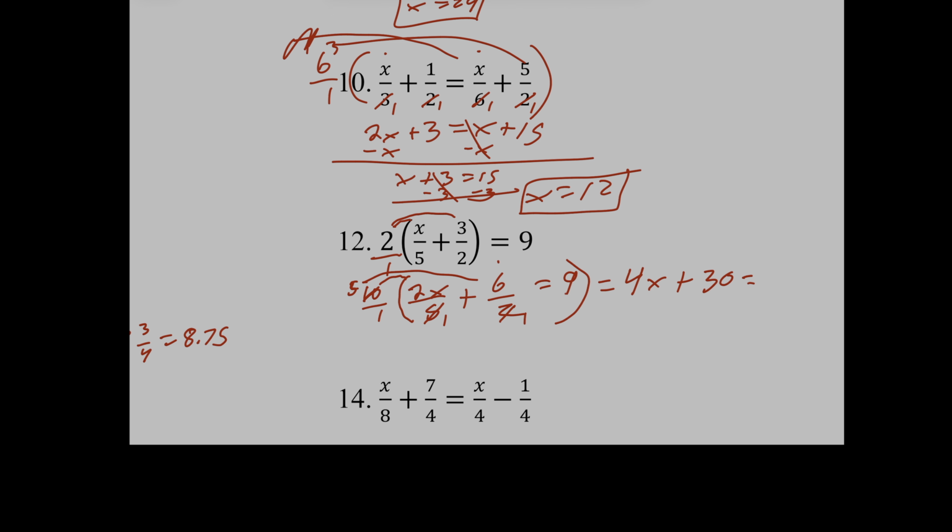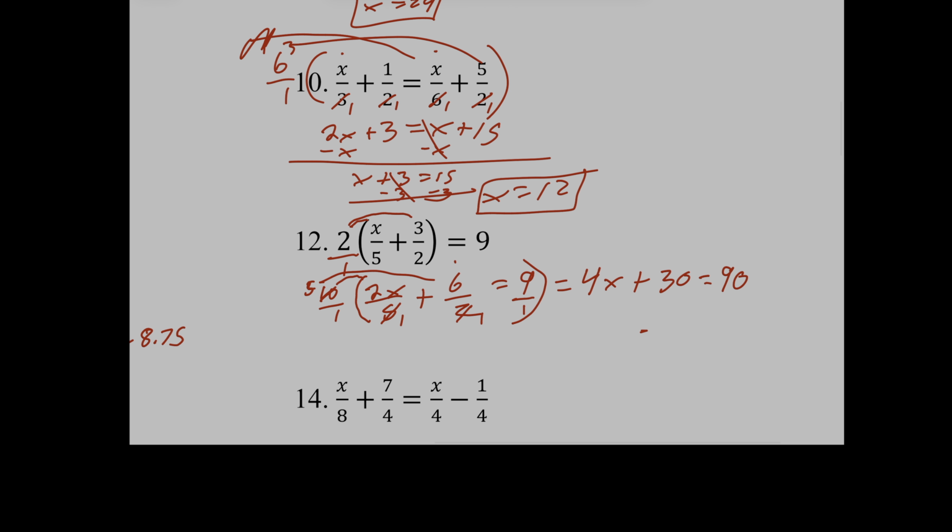equals, well, still got to do this. That's like a 1, right? I'm timesing by 10. Well, what's 10 times 9? 90. So don't forget to do the third term also. So now, once I'm here, I'm going to subtract 30 from both sides. Boom, and I get 4x equals 60. And when I divide each side by 4, I'm going to get x equals 15.